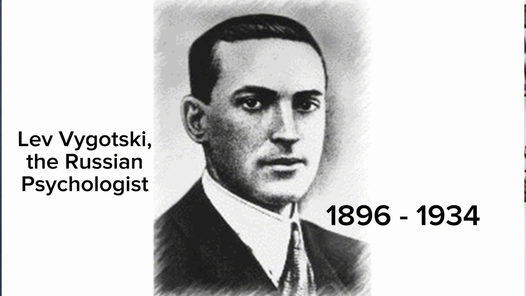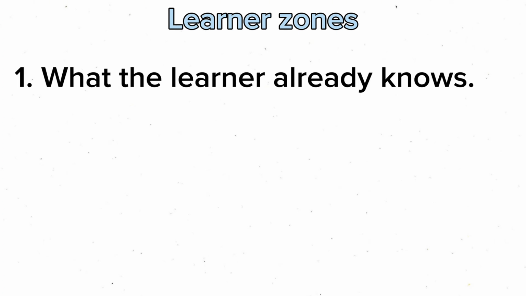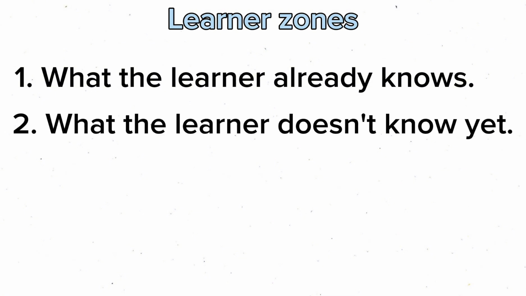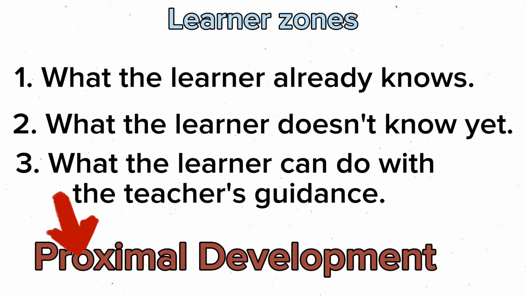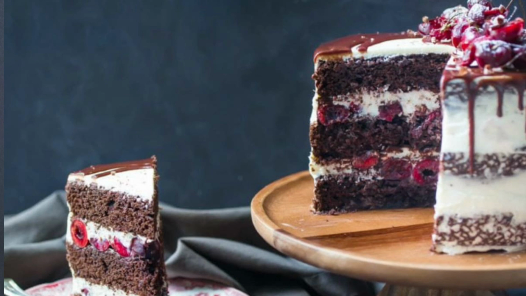As explained by Lev Vygotsky, a Russian psychologist, teachers should be aware of 3 different learner zones. Number 1, what the learner already knows. Number 2, what the learner doesn't know yet. Number 3, what the learner can do with the teacher's guidance. This 3rd zone is called the zone of proximal development. Teaching in this zone could be very effective. Just like cake, it is very delicious when it's perfectly prepared and served.